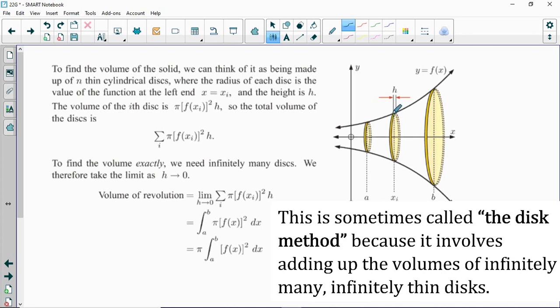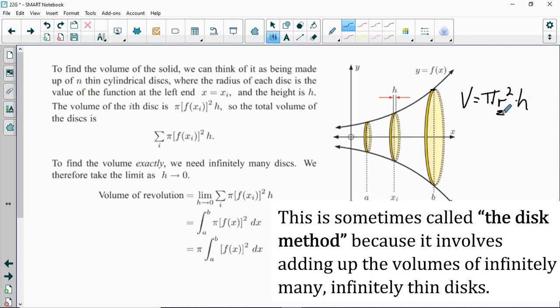Well, let's look at each of those individual slices. They're almost perfect cylinders, right? Not quite, because these two curves probably aren't parallel to each other, but as we take narrower and narrower slices, they do become closer and closer to being perfect cylinders. And so we know that the volume of a cylinder is going to be pi r squared, because that's the area of the base, multiplied by the height.